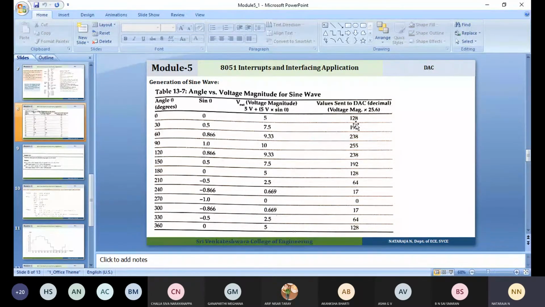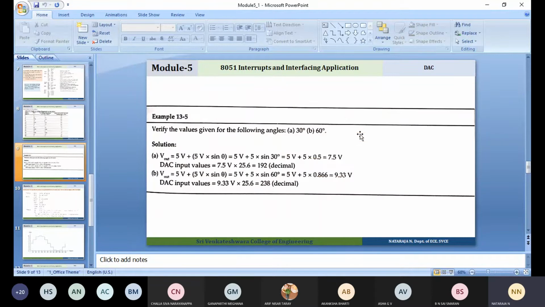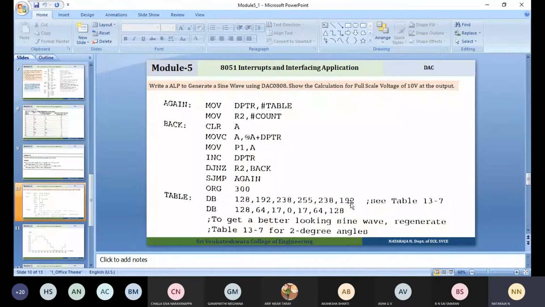After finding this number, this table is very, very important. You need to identify these decimal values. Once you find these values, we are going to fit those values in the program.